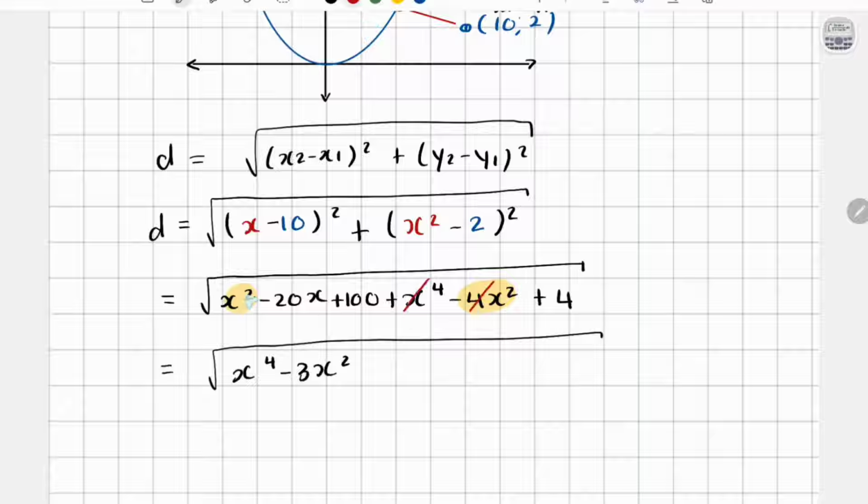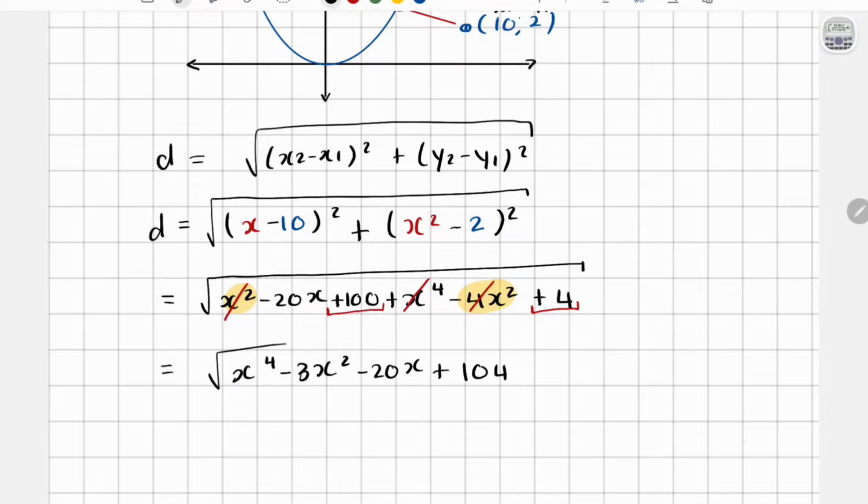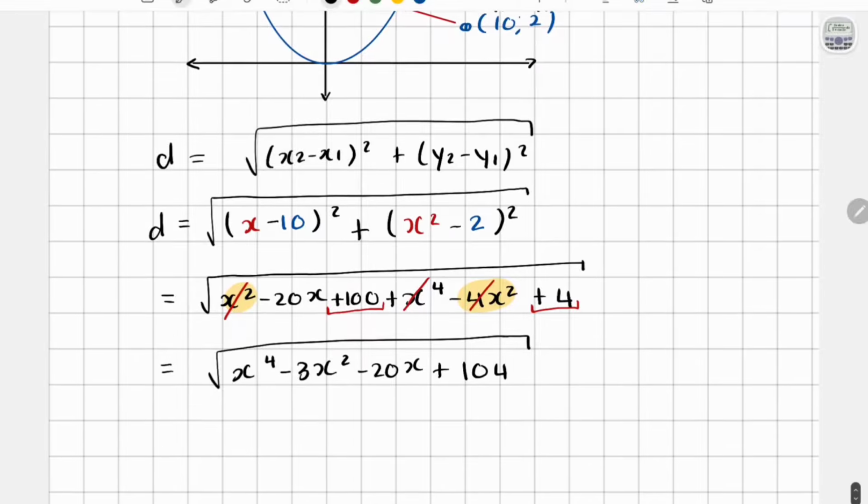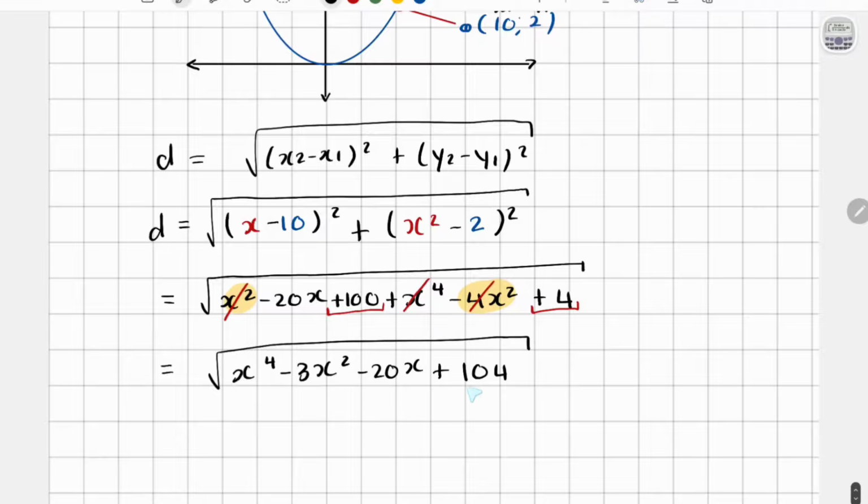And now that we're done with those ones, I'm just scratching it out. Then we have this. So negative 20x, and there's nothing else with an x. So minus 20x, and then 100 plus 4, which would just give us 104. So positive 104. Okay, so this is what we have. And we have to find the minimum value of this.